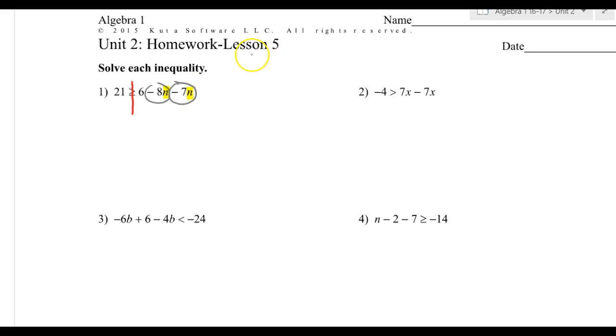And the biggest thing here is if you're making mistakes with negatives, use your calculator. Don't try to do the mental math and make mistakes all the time. You have to work on figuring out how you can get this right. Negative 8 minus 7 is going to give us a negative 15n. The 6 drops down, the inequality sign stays the same, and 21.